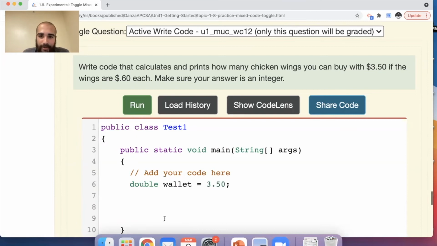But you know, you can call your variable whatever you want here. And I'll say one wing, right? So I'll say double one wing is 60 cents each. Look at that. I wrote 60 cents and then hit enter. Nope.